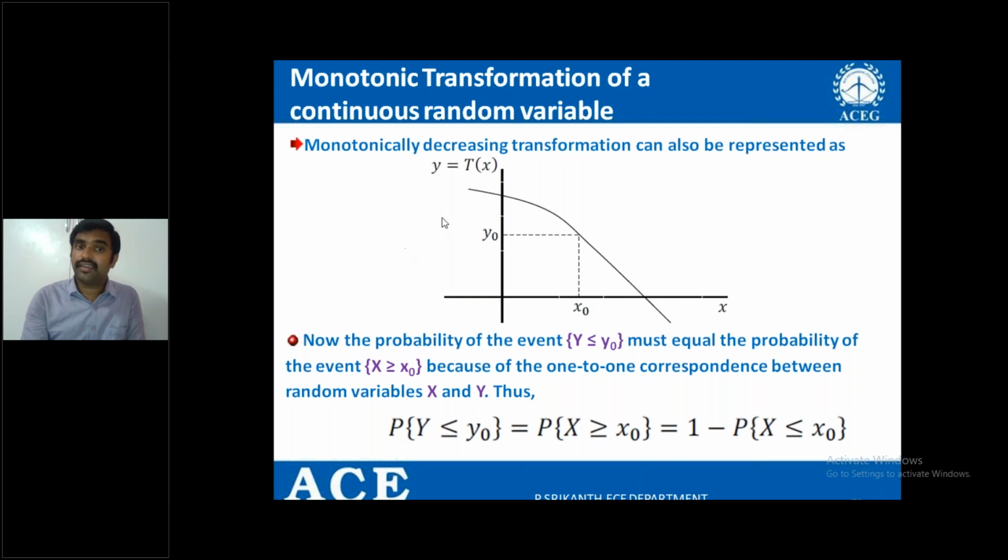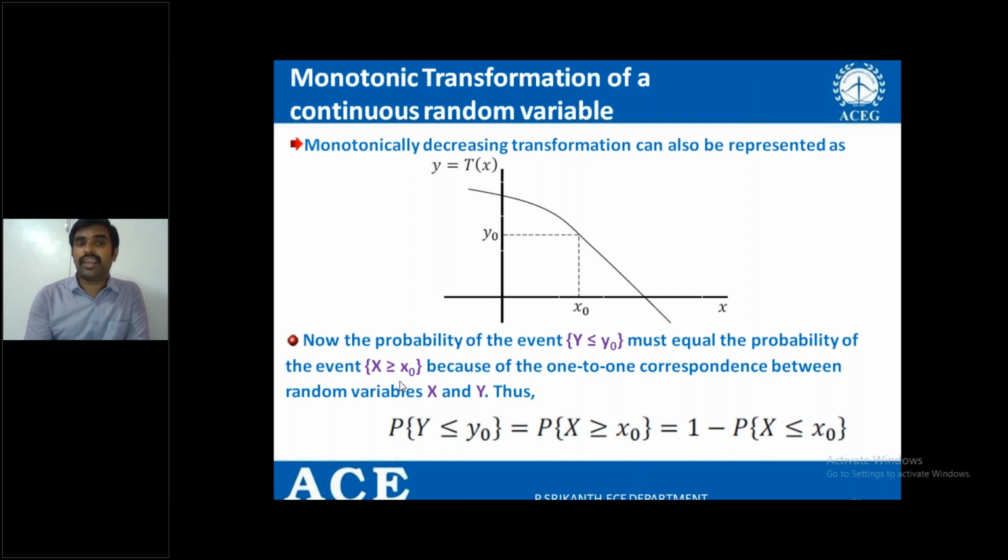But in this case, to find the probability of y less than or equal to y0, we are supposed to take the probability of x greater than or equal to x0. Now the probability of the event y less than or equal to y0 must equal the probability of the event x greater than or equal to x0, because of the one-to-one correspondence.